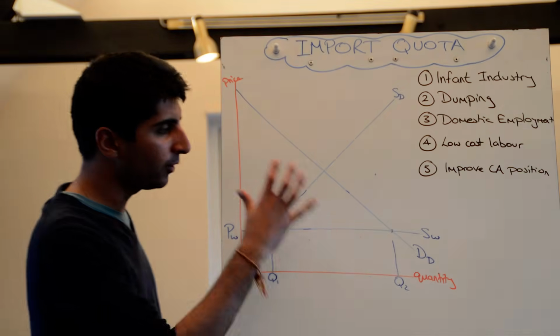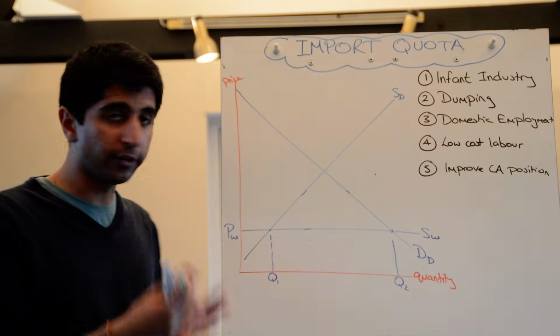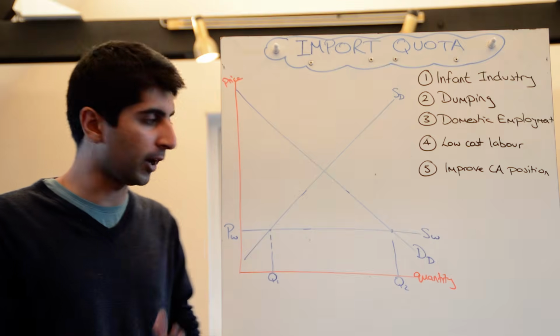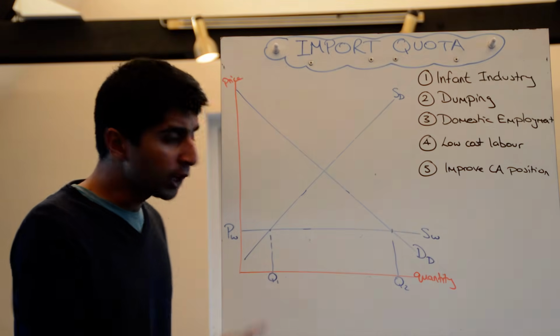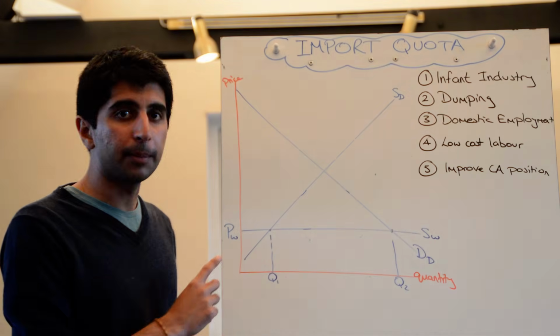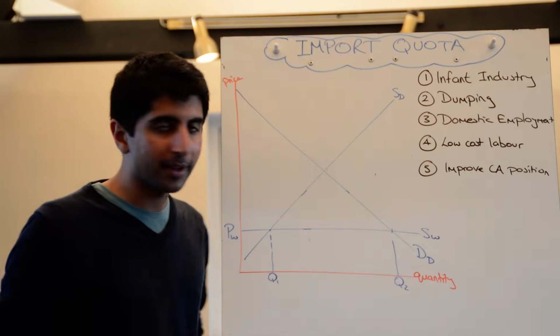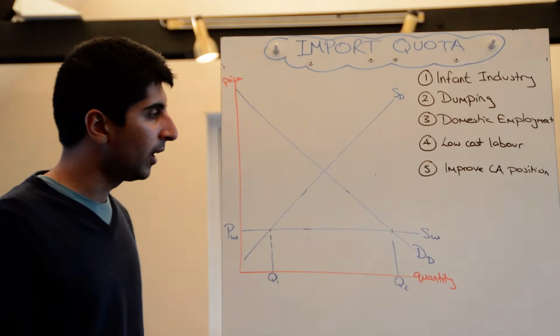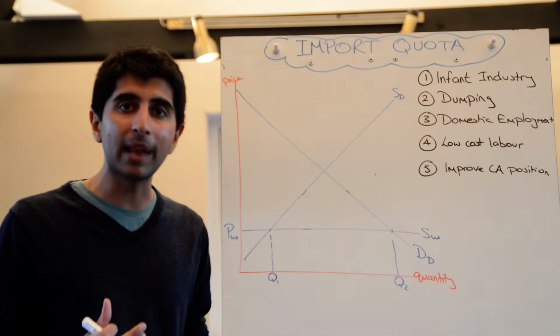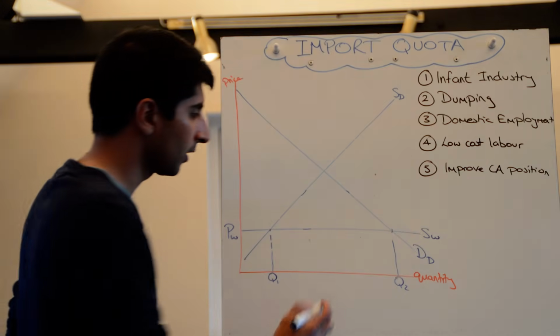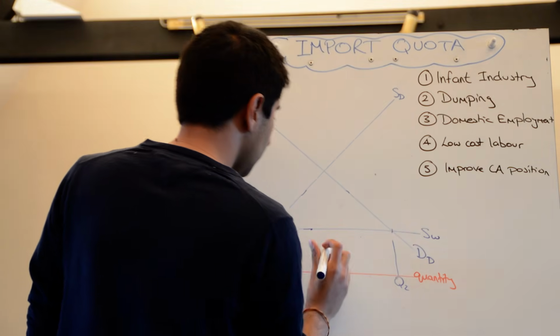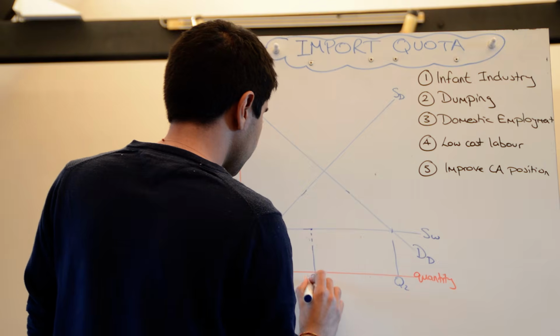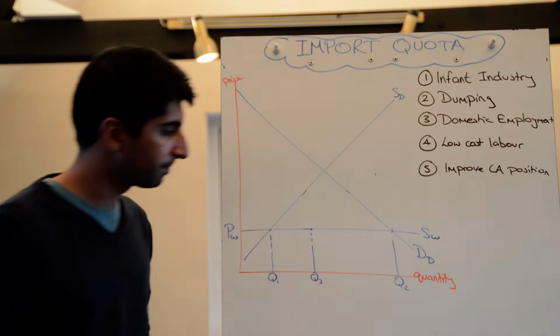So again, we started with free trade, always a good starting point for these protectionism diagrams. Q1 is a domestic supply at the price PW. Q2 is a domestic demand at the price PW. We're all happy with that. Let's now assume that an import quota was put in place by the government. And let's say that quota was set at, call it Q3.